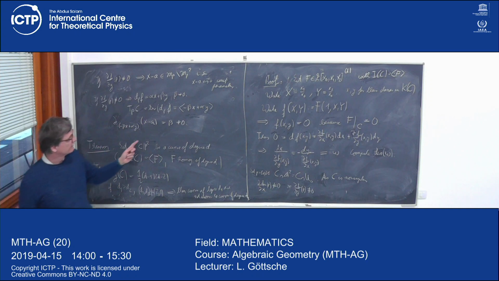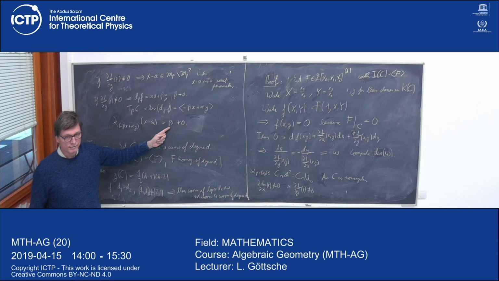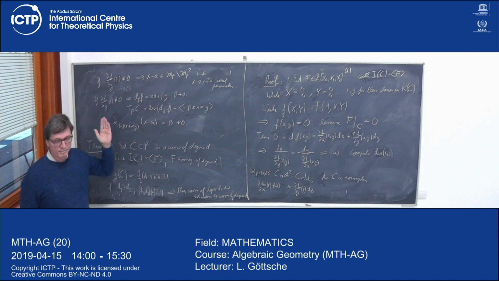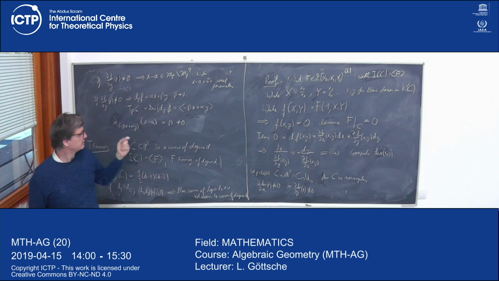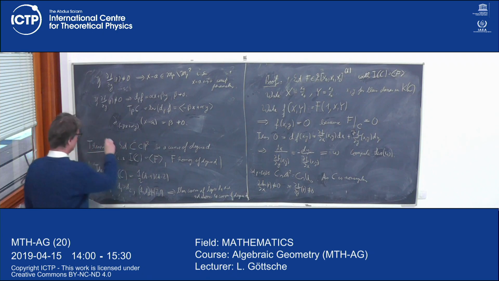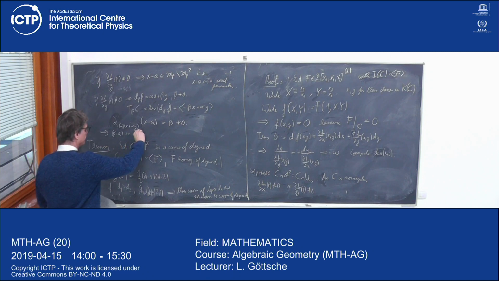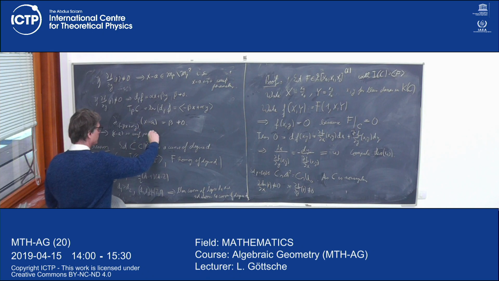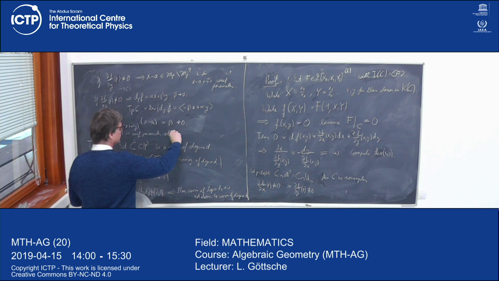And so this means that x minus a defines a non-zero element in MP mod MP squared, because this is a map from MP mod MP squared to K. If applying it to an element you don't get 0, this means this element is not in MP squared. And so it follows that x minus a is a uniformizing parameter at P equal a.